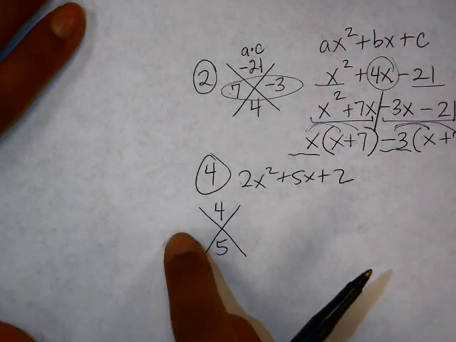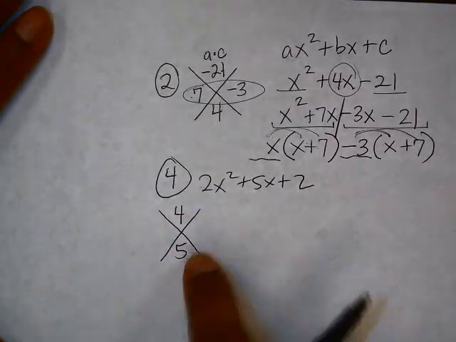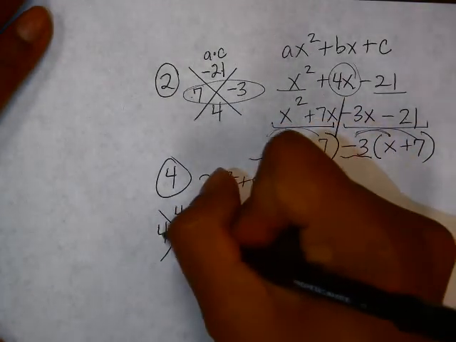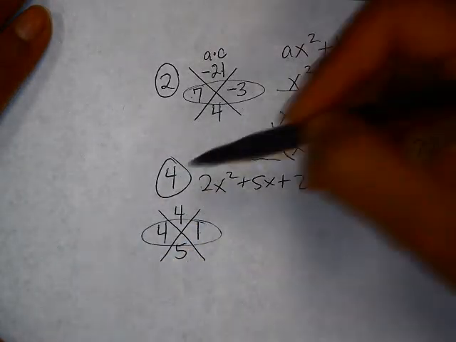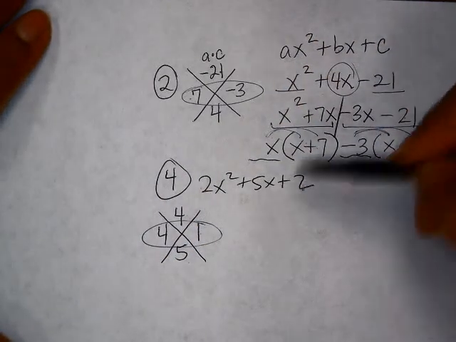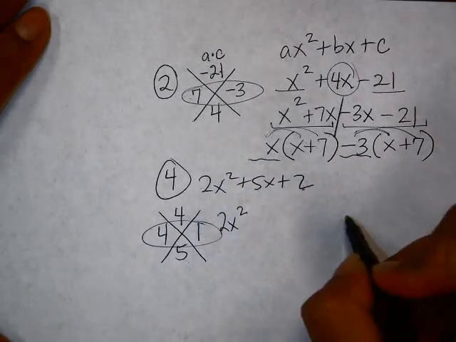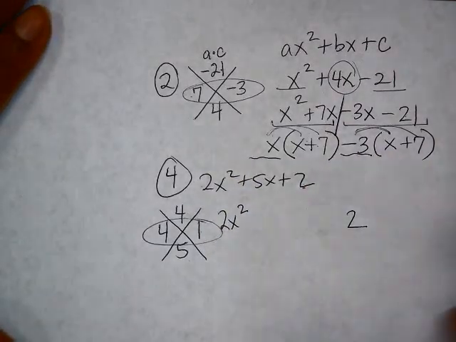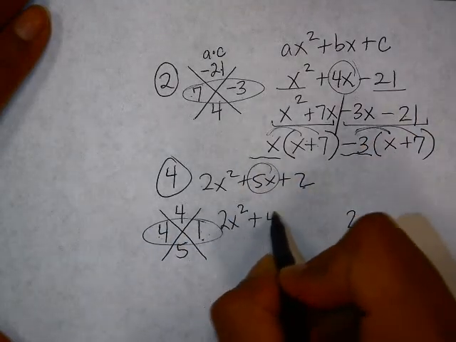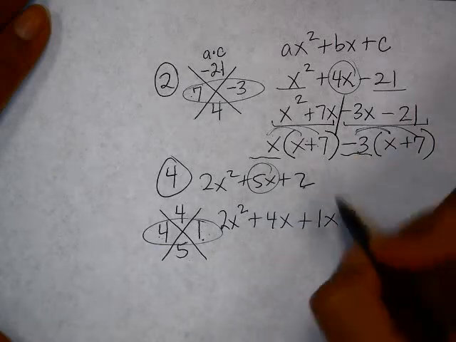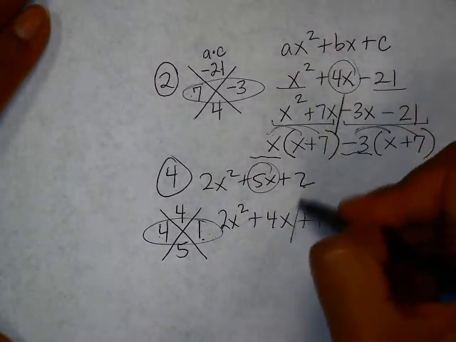Now we're trying to figure out what are two numbers that multiply to 4 that also add to 5. 4 times 1 is 4. 4 plus 1 is 5. So if we rewrite this quadratic, I'm going to copy down the first and the last terms and split this middle term into these two values, 4x and 1x. And this is a positive 2. So we'll factor by grouping.